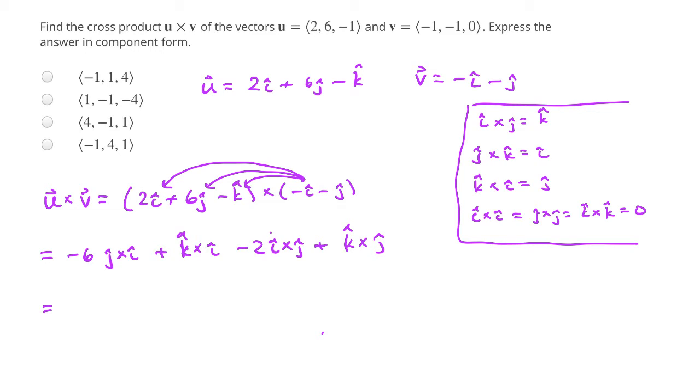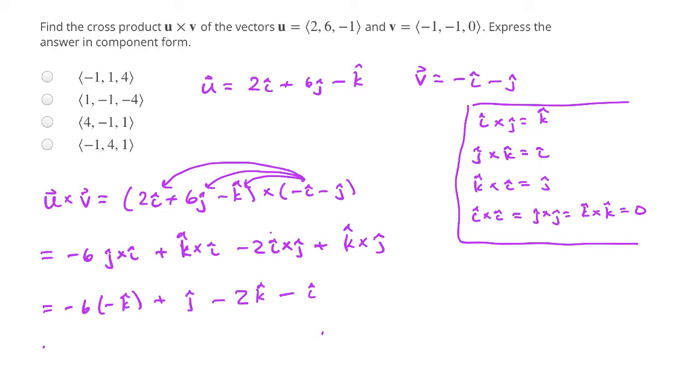Now evaluating those with respect to our cyclical permutation, j cross i is the reverse order of i cross j, and remember that gives us a negative, so that gives us a negative k. k cross i is going to give us a j, and i cross j is going to give us a k. And k cross j is the reverse of j cross k, so that gives us a negative, and so we have a minus i out of that.